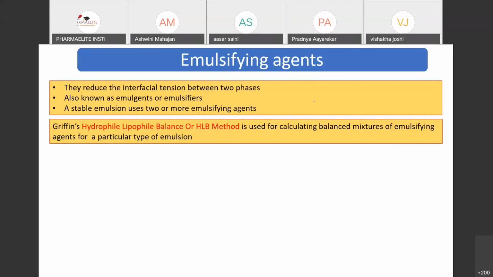Let's see. When it comes to selection for your emulsions, what is the emulsifying agent which you are going to use? If you want to shortlist that, you need to calculate HLBs of them. Without calculating hydrophilic lipophilic balance, you cannot decide which emulsifying agent is supposed to be used. So your HLB method, or Griffin's hydrophile lipophile balance, is used for calculating a balanced mixture of your emulsifying agents.